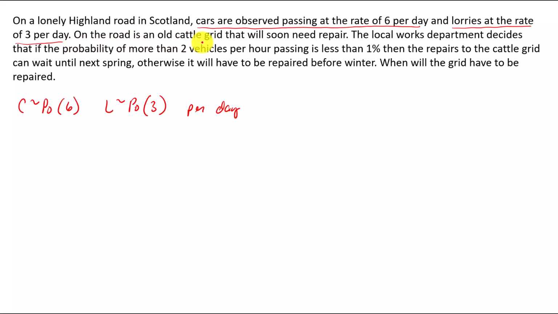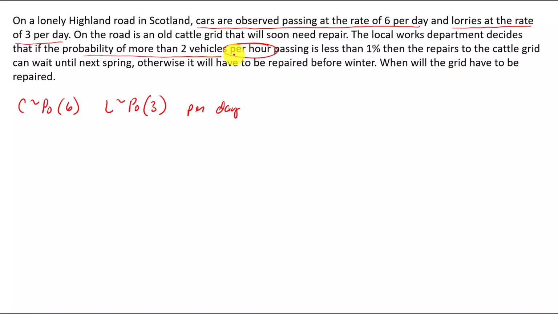On the road is an old cattle grid that will soon need repair. The local works department decides that if the probability of 2 or more vehicles per hour passing is less than 1%, then the repairs to the cattle grid can wait until next spring. Otherwise, it will have to be repaired before winter. When will the grid have to be repaired?